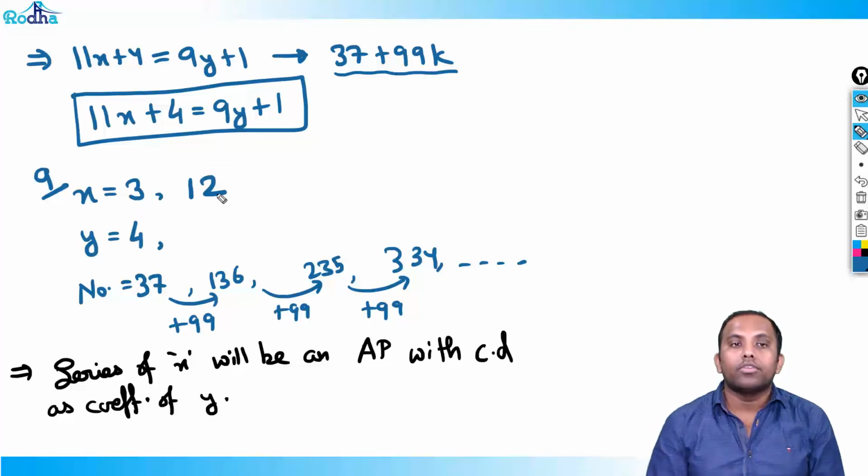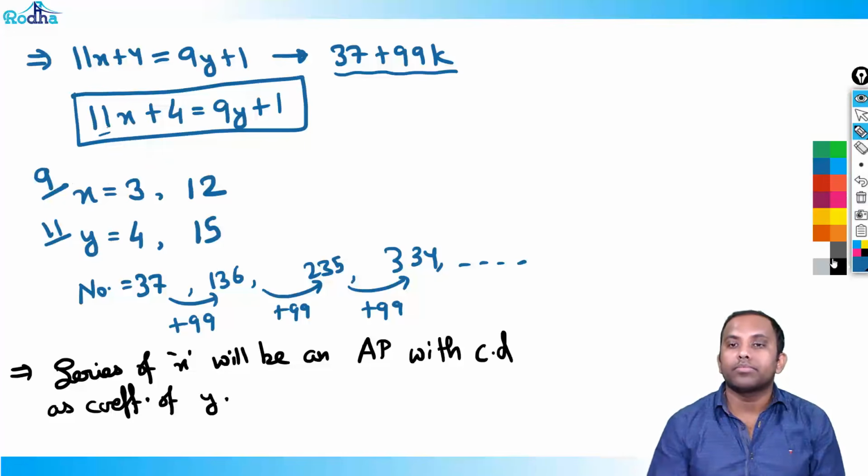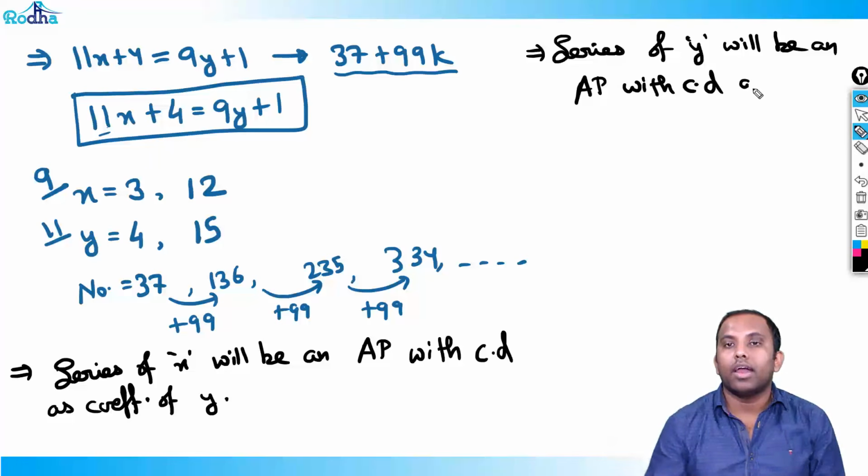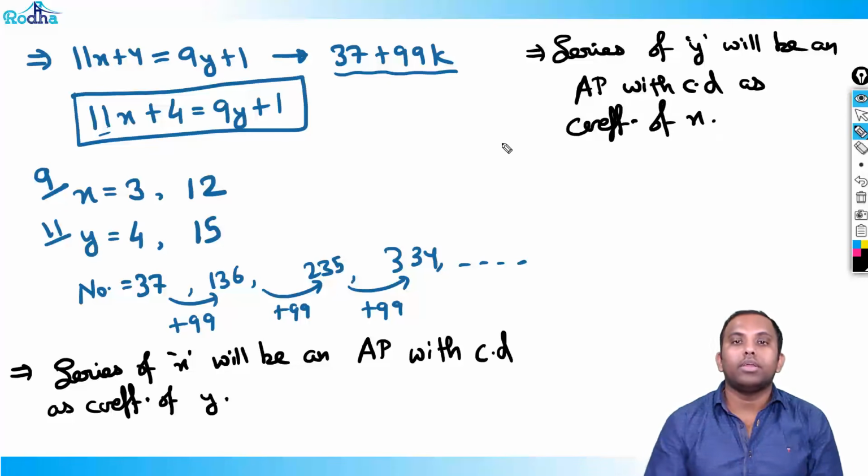Similarly for y, so you see if x equal to 12, so 11 into 12 plus 4, 136 minus 1, 135. So 9y is 135, so y is 15. You see y is 15. What is the difference in y? After 4 it is 15. What is the difference in y? 11. What is 11? Coefficient of x. So another important point. And series of y will be an AP with common difference as coefficient of x. Right, very important point, very important, these 2 points.